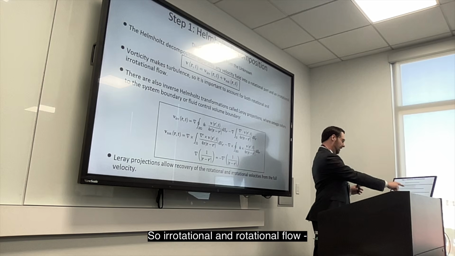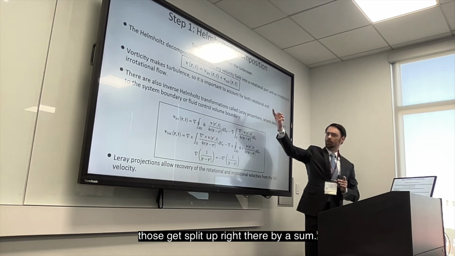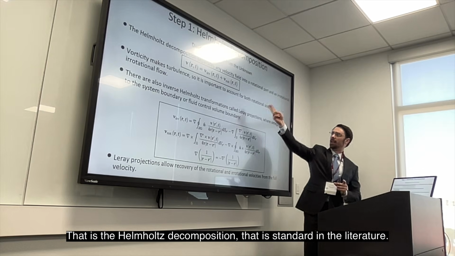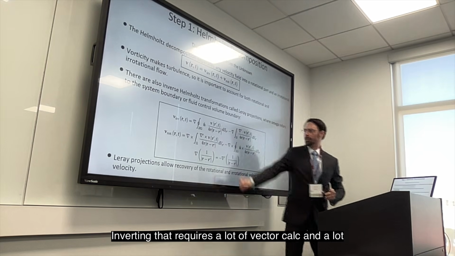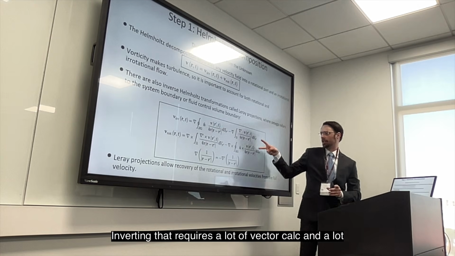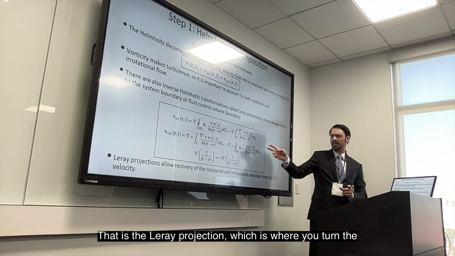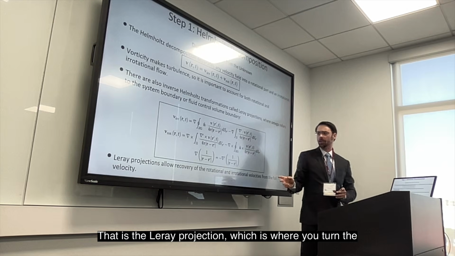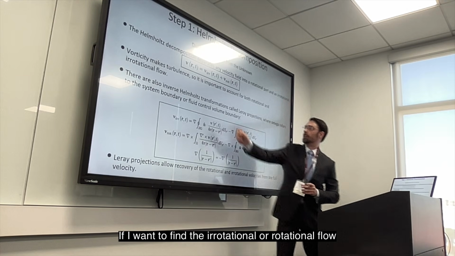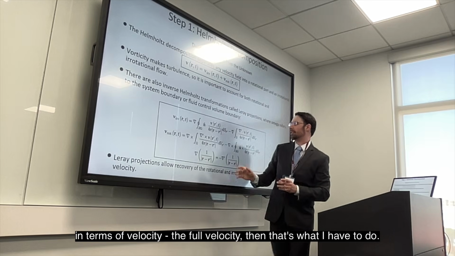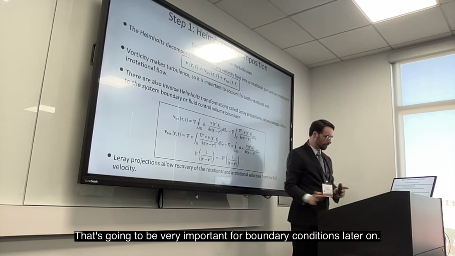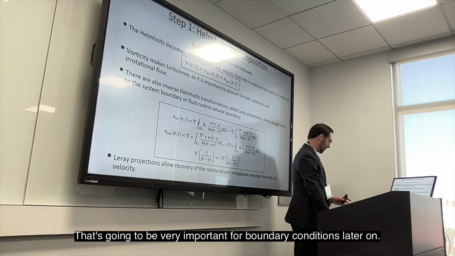Thanks so much. So irrotational and rotational flow, those get split up right there by a sum. That is the Helmholtz decomposition that is standard in the literature. Inverting that requires a lot of vector calc and a lot of surface integrals and volume integrals. That is the Leray projection, which is where you turn the Helmholtz decomposition inside out. If I want to find the irrotational and rotational flow in terms of the full velocity, then that's what I have to do. And that's going to be very important for boundary conditions later on.